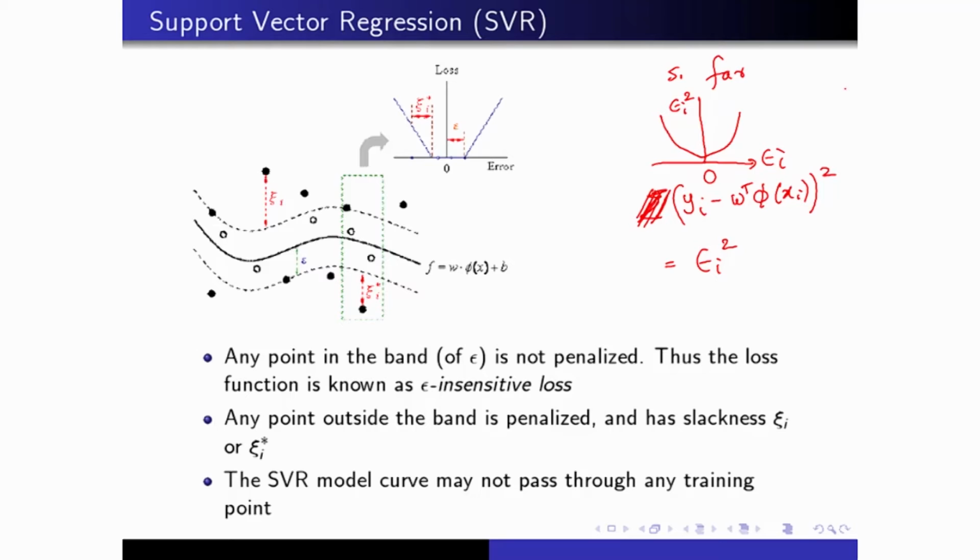You could also consider the L1 error. This was the L2 error. The L1 error again is centered at 0, but it grows linearly with deviation of the error. What is this? This is nothing but the absolute value of the difference of the actual value from the predicted value.